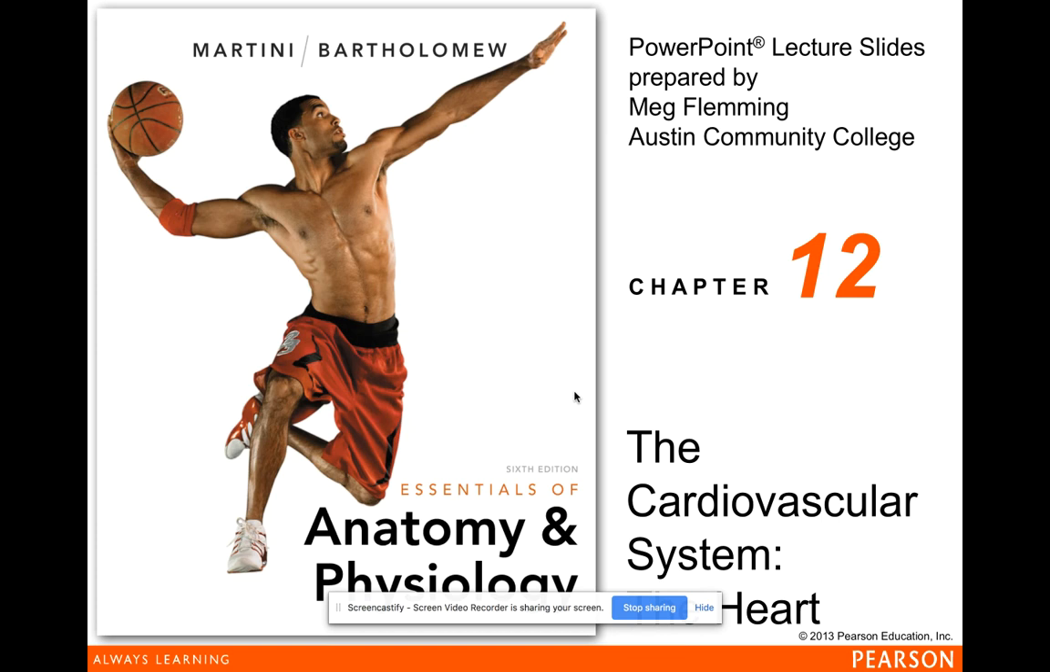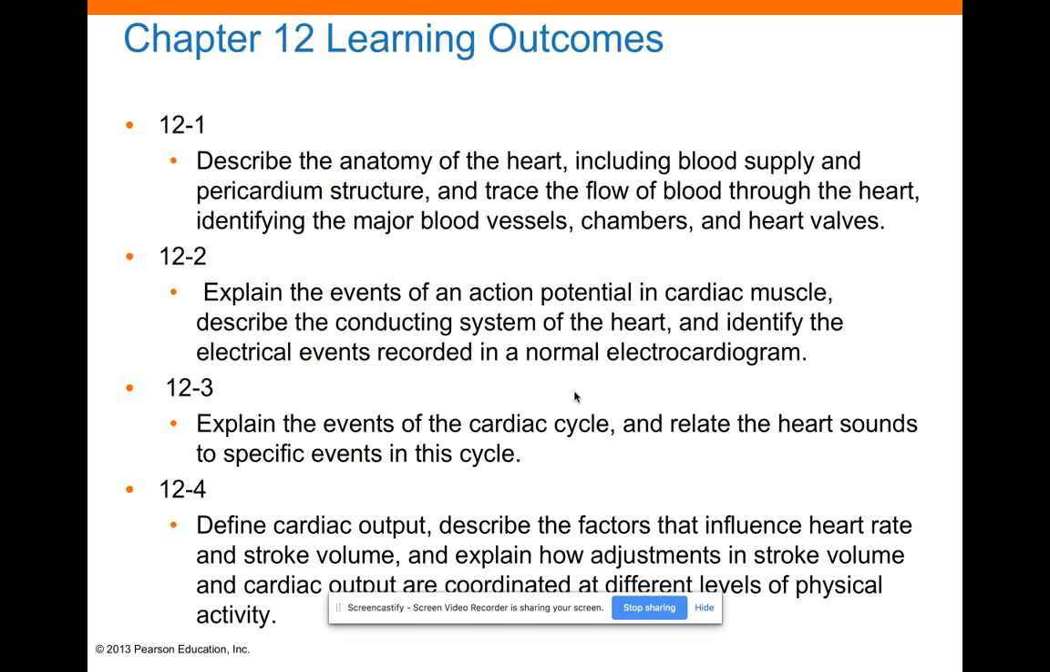So let's go ahead and get started and talk about the cardiovascular system. And really, we're going to shorten this into the first two sections. In 12.1, we're going to focus on the structure, the anatomy of the heart, and how blood flows through the heart. And then in 12.2, we'll focus a little bit more on the physiology. That's really what I want to get done in the next 2 weeks.